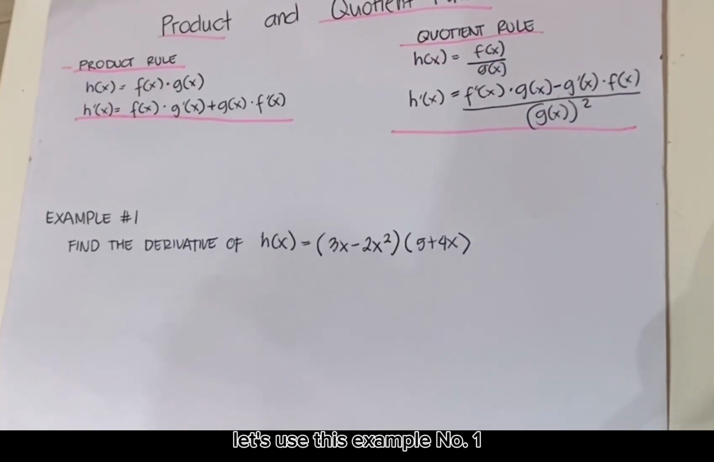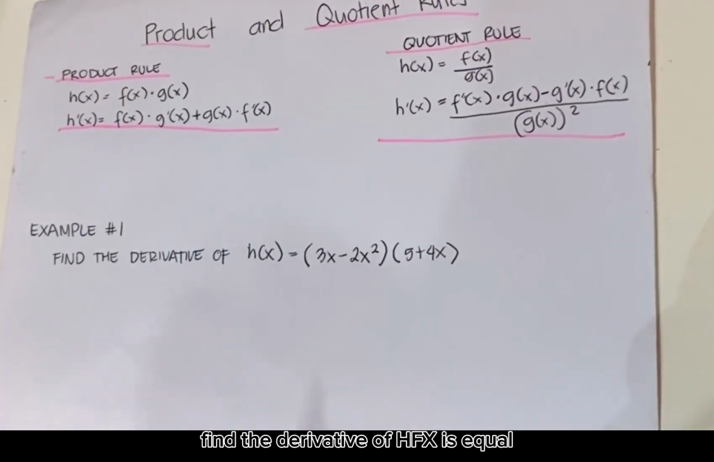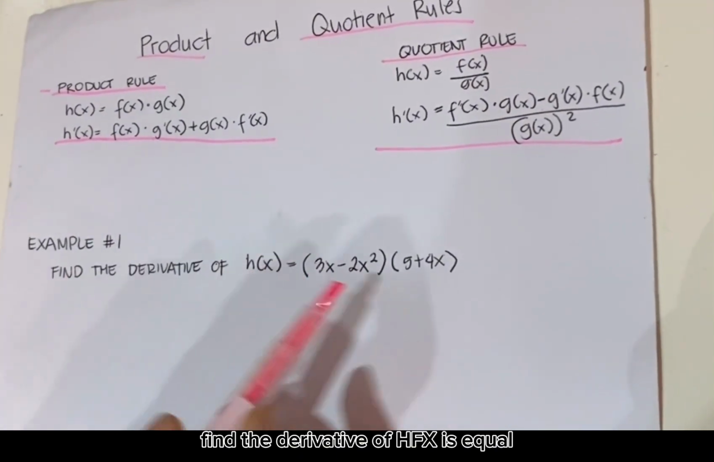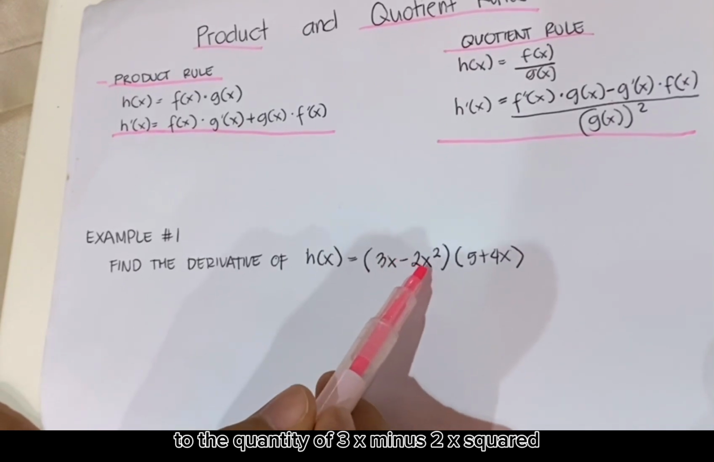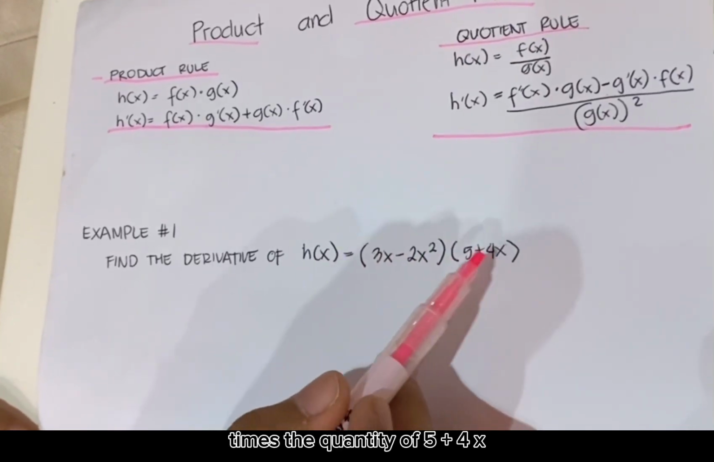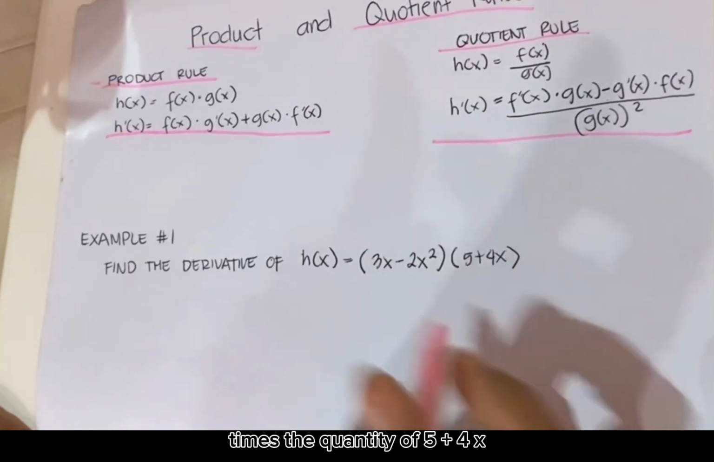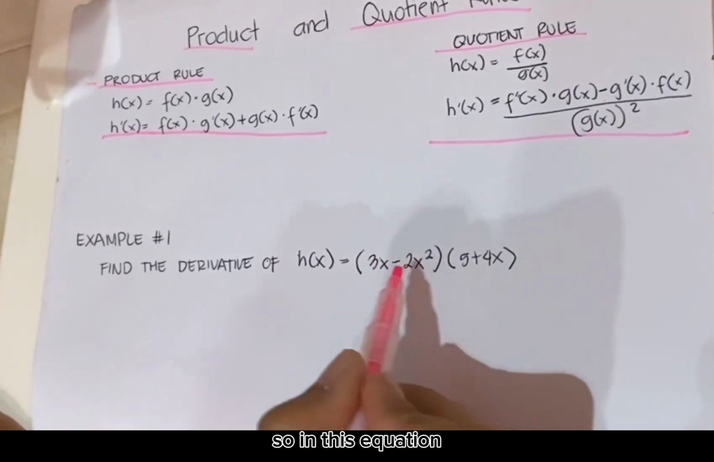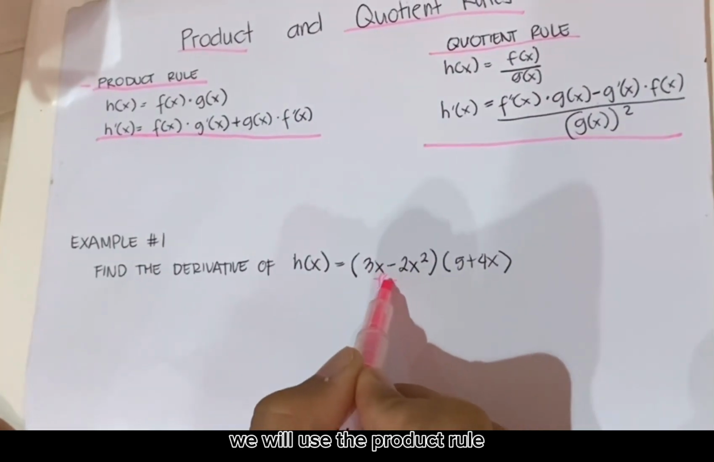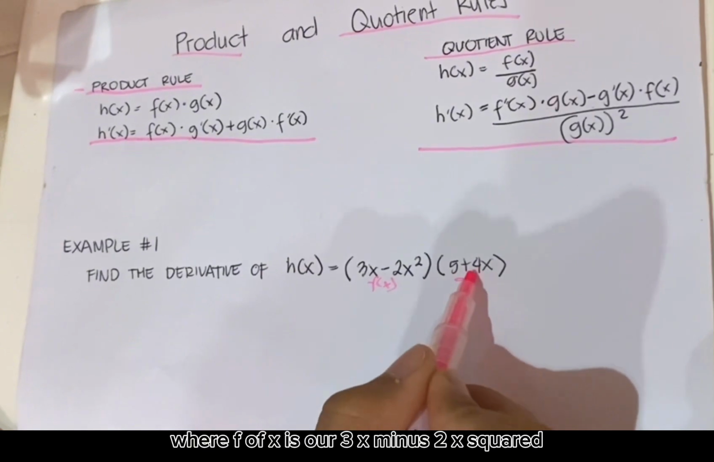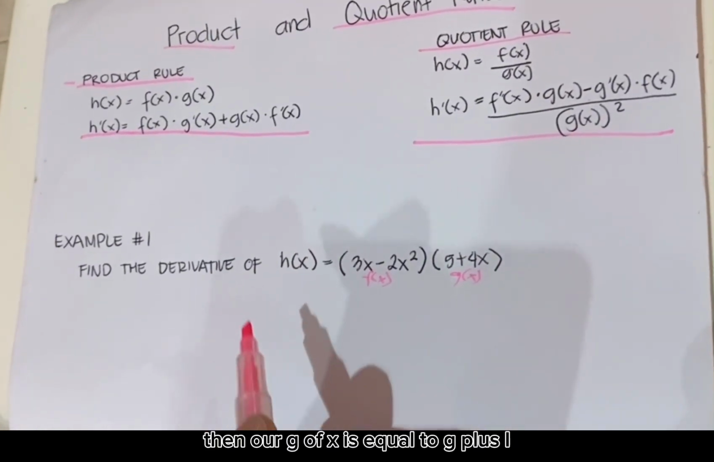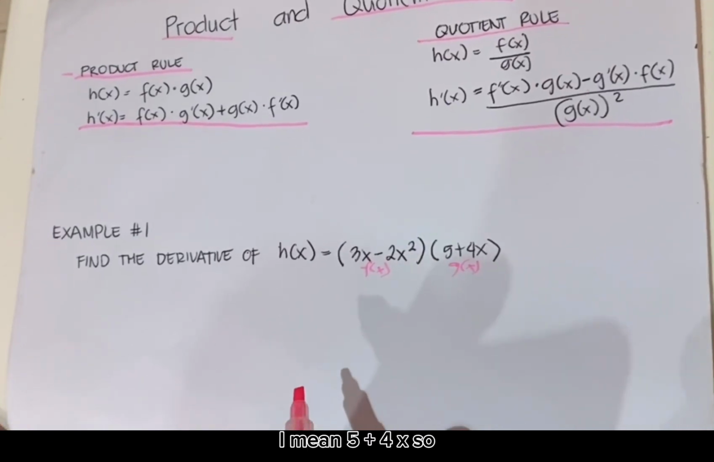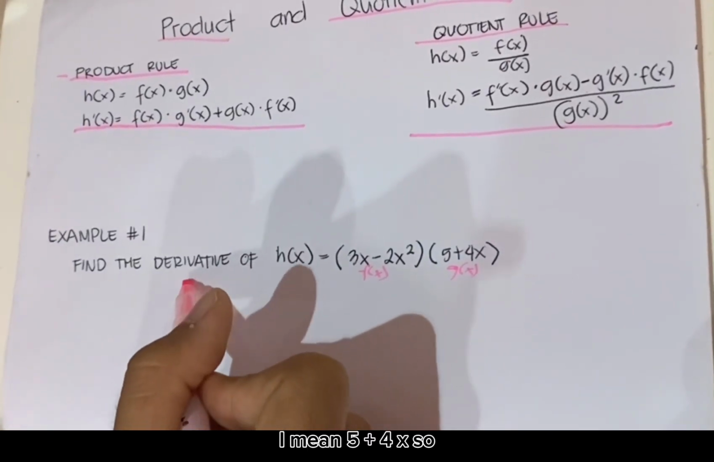Let's use this example. Number 1. Find the derivative of h of x is equal to the quantity of 3x minus 2x squared times the quantity of 5 plus 4x. So in this equation, we will use the product rule, where f of x is our 3x minus 2x squared, then our g of x is equal to 5 plus 4x.